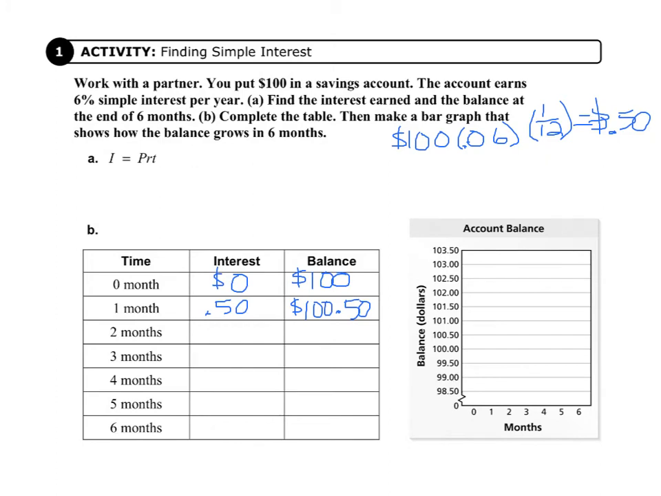So the second month, we do the same thing. We've got our original $100 times our 6% interest rate, and now it's been sitting in the bank for 2 months. So it's 2/12, and that equals $1 because it's been there for twice as long. So our balance is now $101.